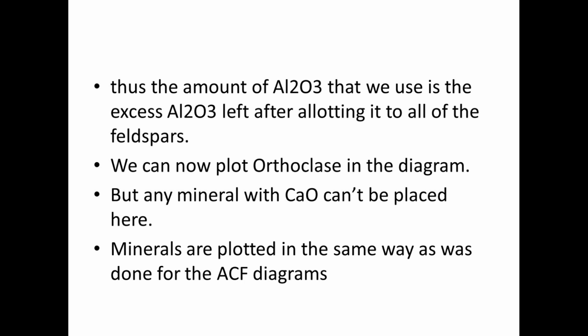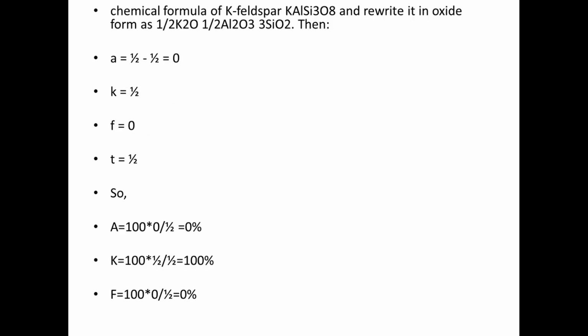But we have one more problem to address, and that is, if you look carefully, you can notice that we have subtracted the CaO component at A. So any calcium oxide bearing mineral such as anorthite cannot be placed in the AKF diagram. Here all the normalization and the plotting process will be the same as the ACF diagram. Now let's try to plot orthoclase in the AKF diagram.